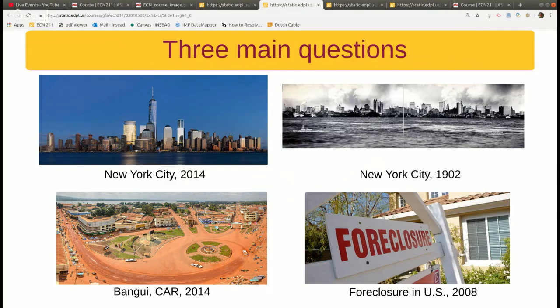The next question is, why are rich countries so much richer than poor countries? So why is New York City so much richer than Bangui in the Central African Republic? And this is known as the development question. Why are some countries so much more developed than other countries? And then there's a third question, which is why are economies susceptible to something called business cycles? Why do all economic variables tend to move together over time? And those are the three main questions we're after.